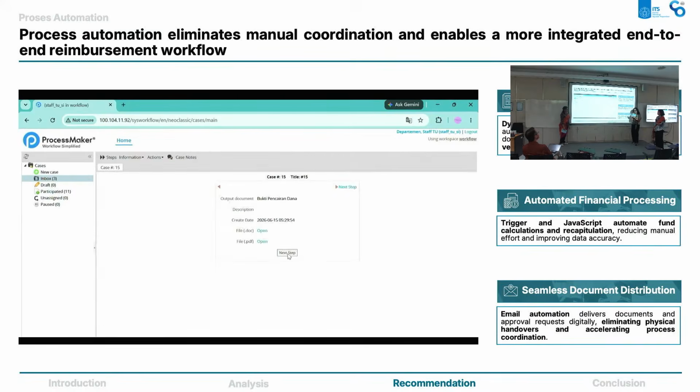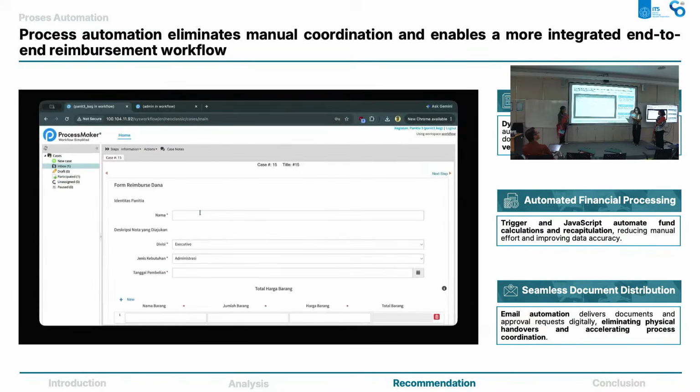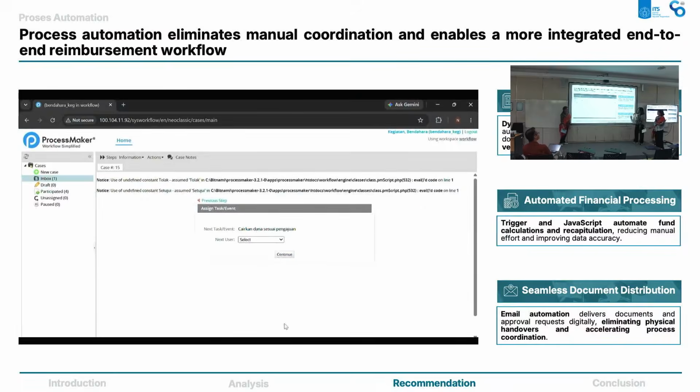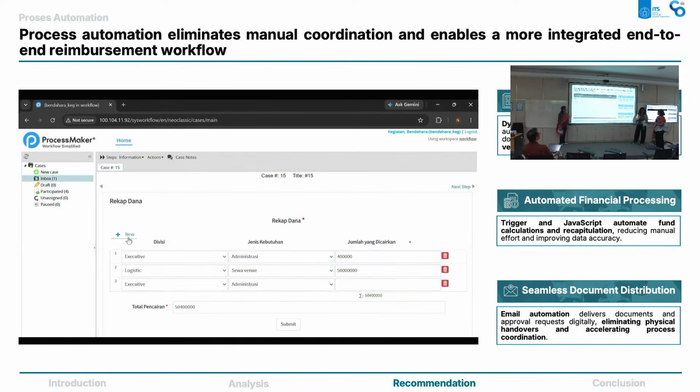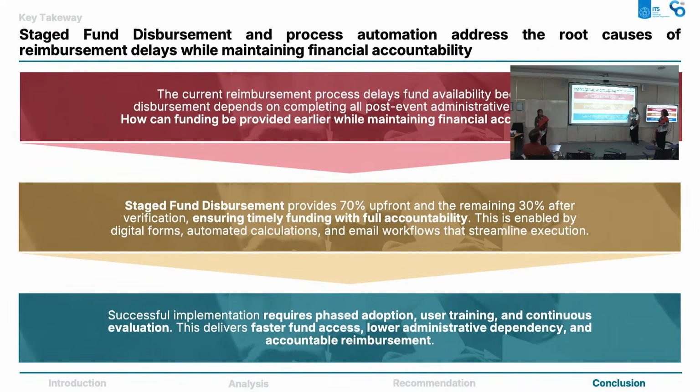And after combining process design with automation, we can now summarize the overall impact of our proposed solution. In conclusion, the original process delayed fund recovery because of excessive document handover, layered verification, and limited automation. To address these issues, we propose stage fund disbursement supported by process automation. This solution enables candidates to access funds earlier while still maintaining accountability and financial control. Ultimately, candidates should be able to focus on organizing successful events, not on financing them with their own money.